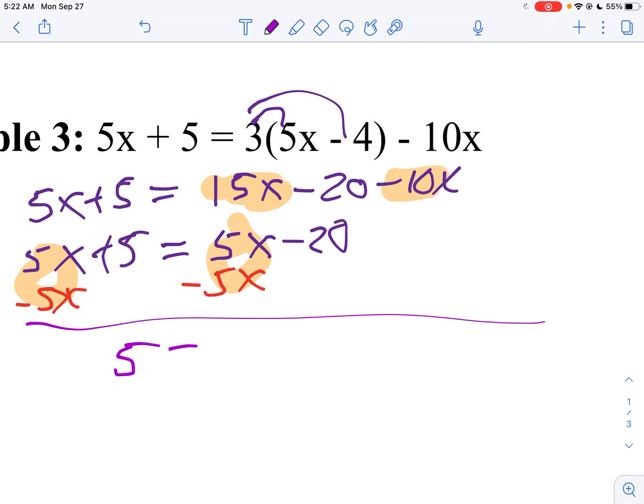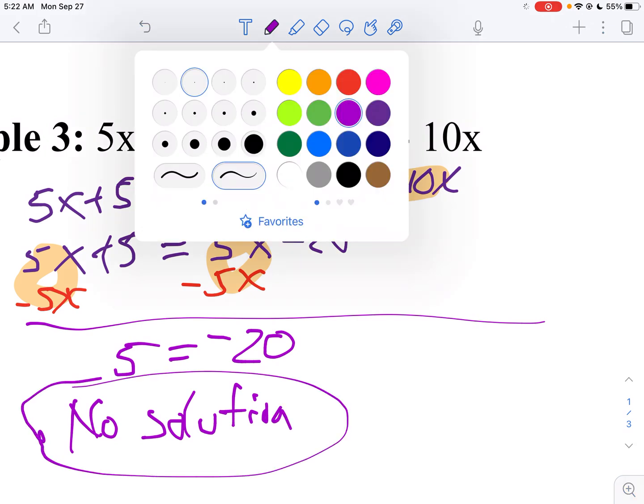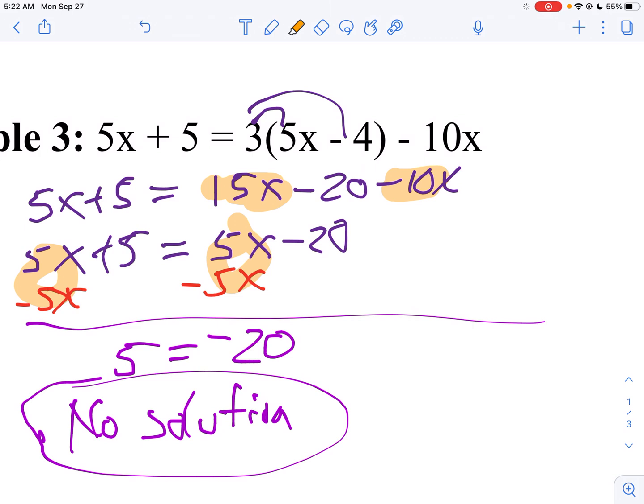If all the variables cancel and you end up with an equation that's not true, there is no solution to this problem. There is no number I can replace x with that will make this equation true. Okay. So make sure if you got one that's false, that's no solution. If we have one that's true, we call that an identity. That's your vocabulary word.